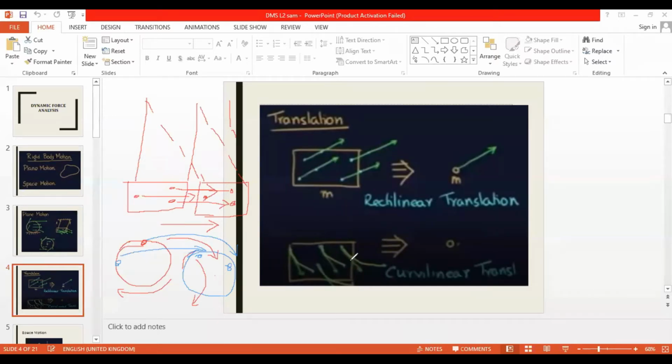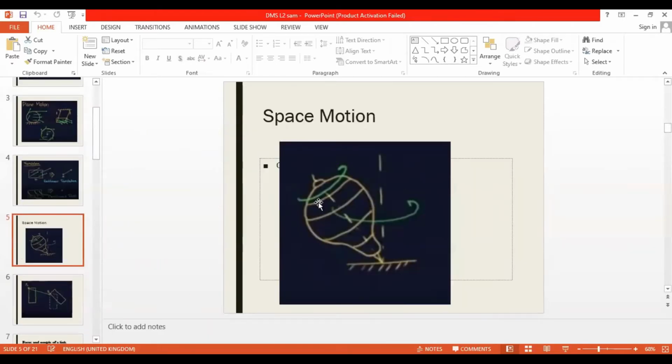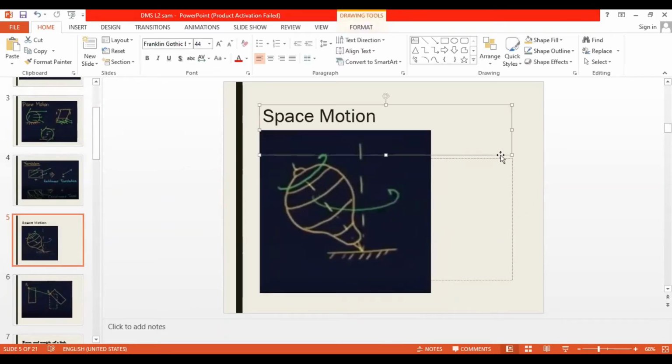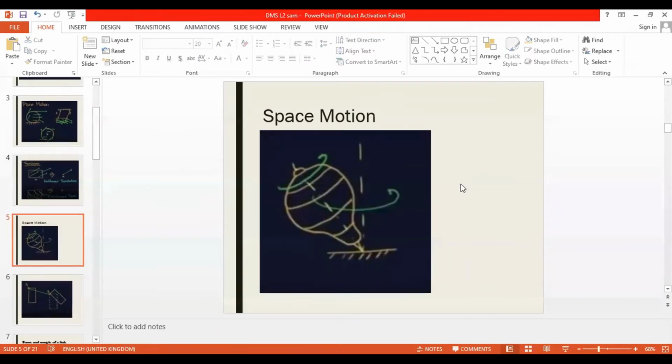So these are the two motions possible in the plane motion, a kind of rectilinear translation and curvilinear translation, right? So space motion. At the beginning I told you there are two types of motion, right? One is plane motion, the other one is space motion. If you remember in childhood, you might have played with this toy, right? If you spin it, that will keep on spinning as well as swinging, right?